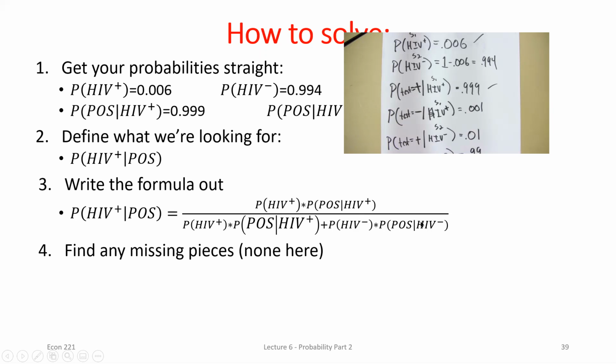And then given that someone's HIV negative, what's the probability they get a positive test result? That would be 0.01. So once we've identified those probabilities, it's really just writing this out in the context of our example and plugging in all those values. Okay?